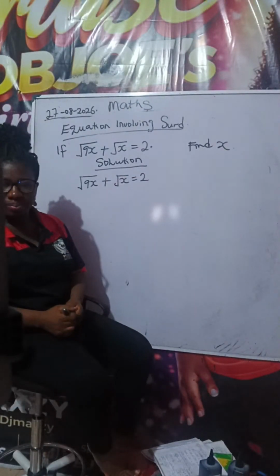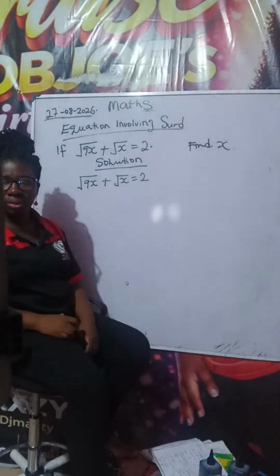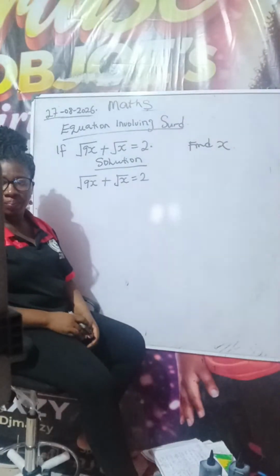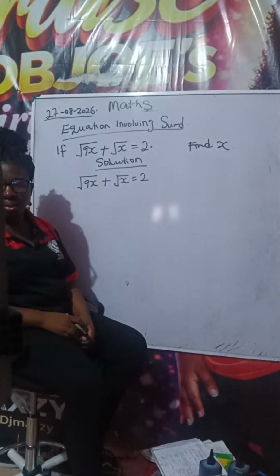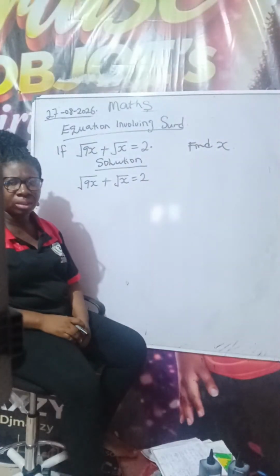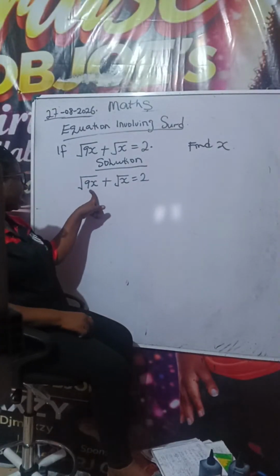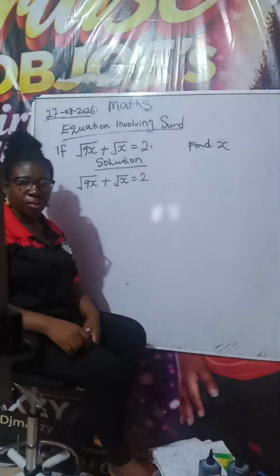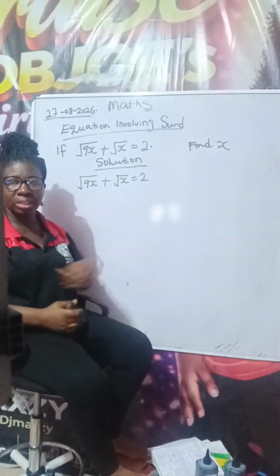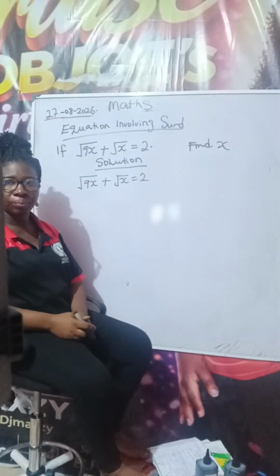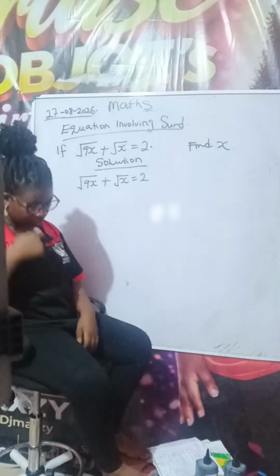Can we add it? Can we add root of 9x plus root of x? Is it possible? We can add, but the root is not the same. This is 9x, this is x, so we can't add it. Remember that if it's addition or subtraction, the root must be the same. But looking at it like this, the root is not the same. So what do we do? What are we going to do?